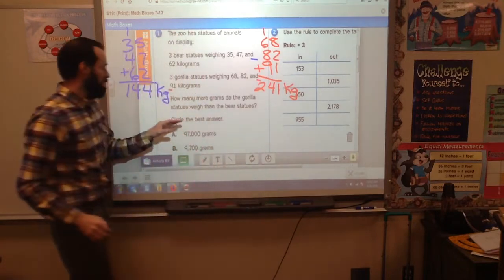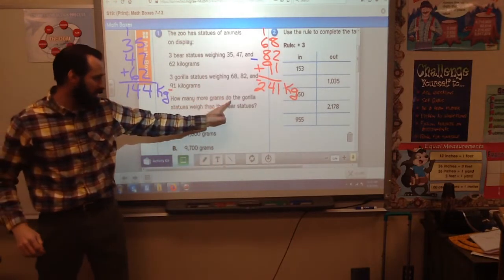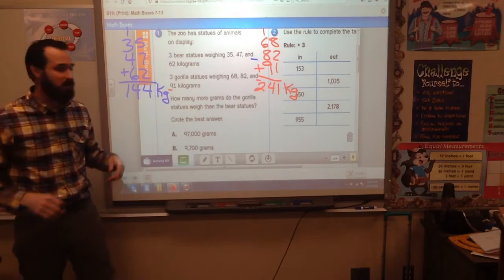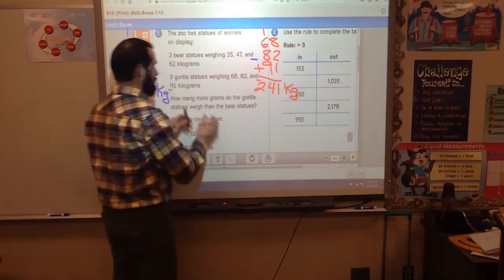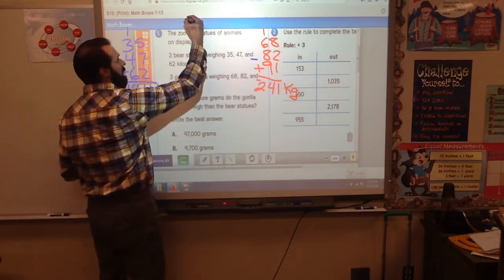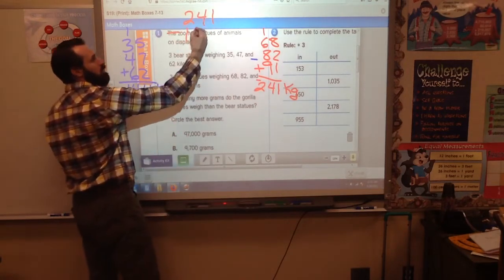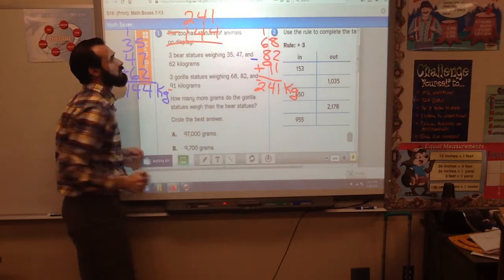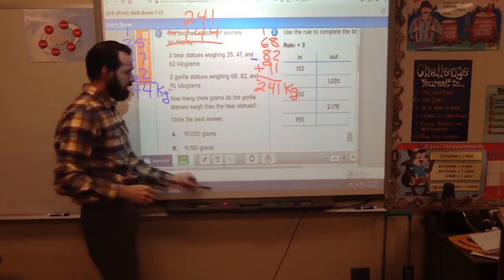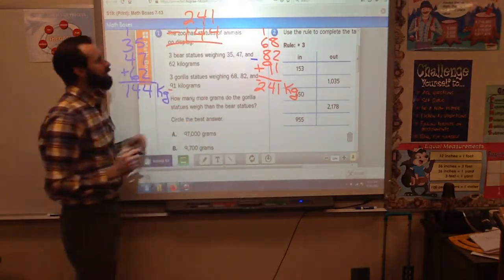Now what we need to do is, because it wants to know how many more grams the gorilla statues weigh than the bear statues, I would find the difference. If it's asking how much more, then what we're doing is 241 minus 144. So go ahead and do that if you haven't. And here's how you'd work through that.